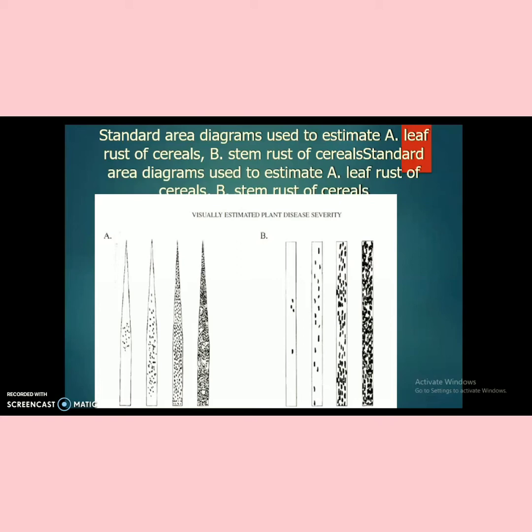For example, the pictures given here: A is leaf rust of cereals, and B is stem rust of cereals. In case of A, leaf rust of cereals, the first diagram shows 1% infection, the second leaf has 5% infection, the third leaf has 15% infection, and the fourth leaf has 25% infection. By visualizing the standard pictorial diagrams, we compare the infected leaves brought from the field and give them a percentage, right?